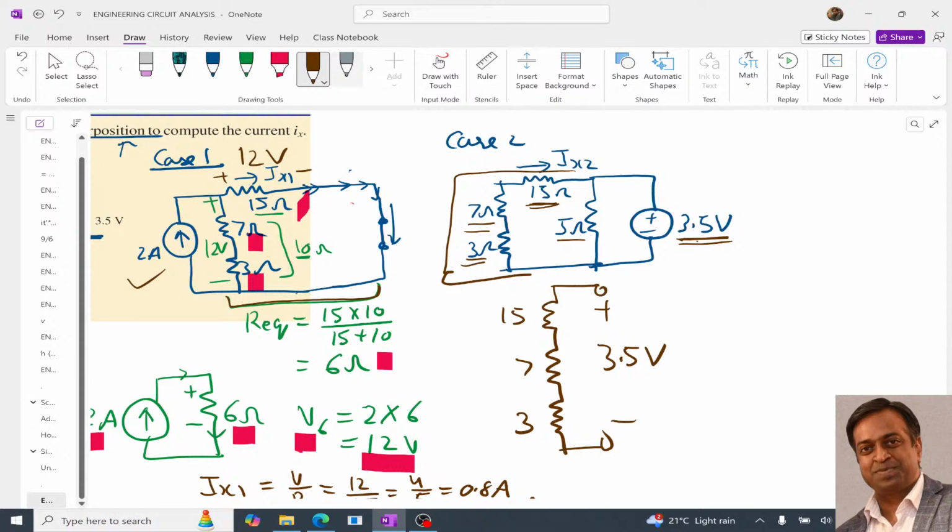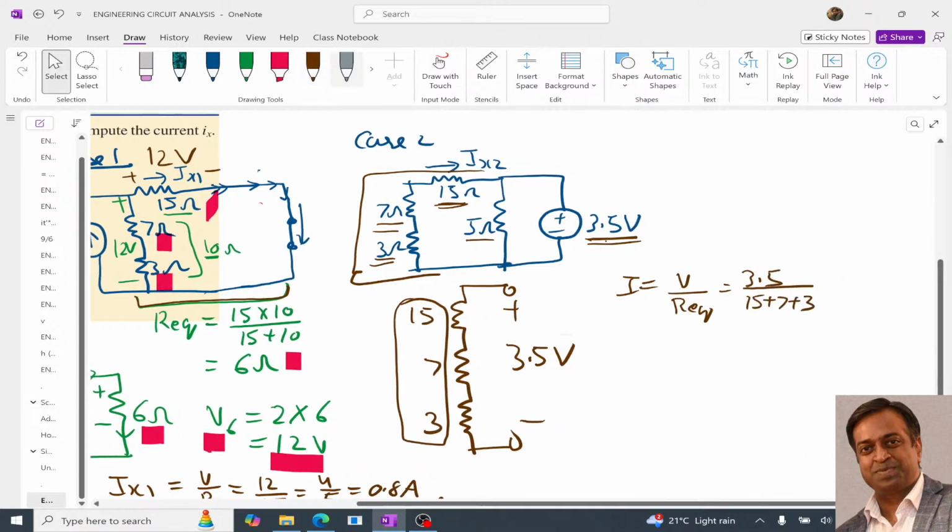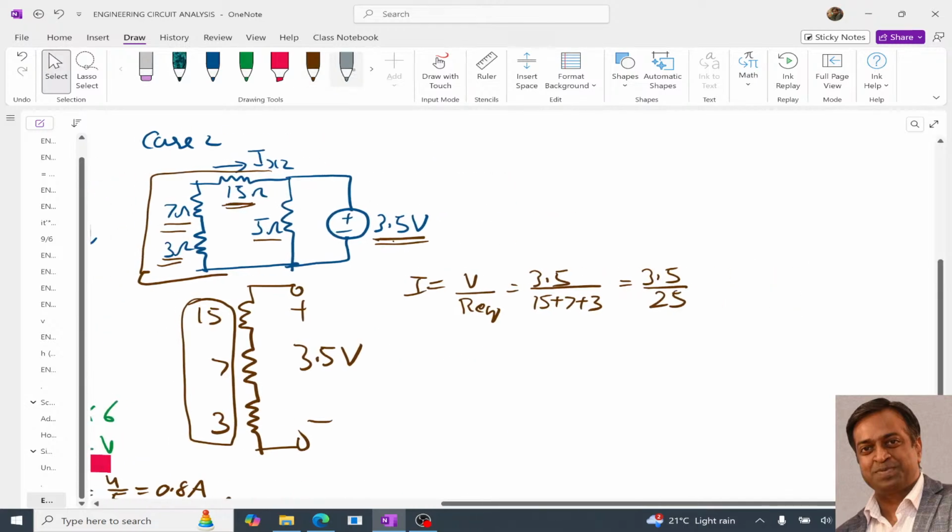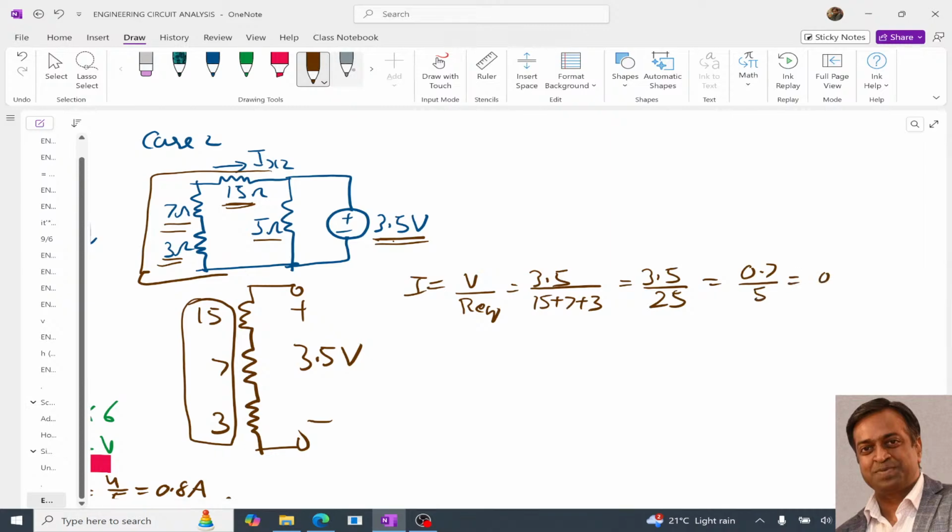So since we know 3.5, we can determine the current. The current will be voltage divided by R equivalent. R equivalent means the sum of these 3 resistors. So it means 3.5 divided by 15 plus 7 plus 3, which equals 3.5 divided by 25, so 0.7 divided by 5, or 0.14 ampere, or 140 milliampere, right?